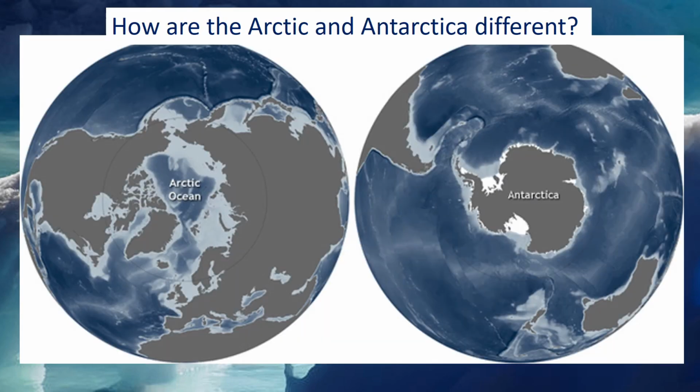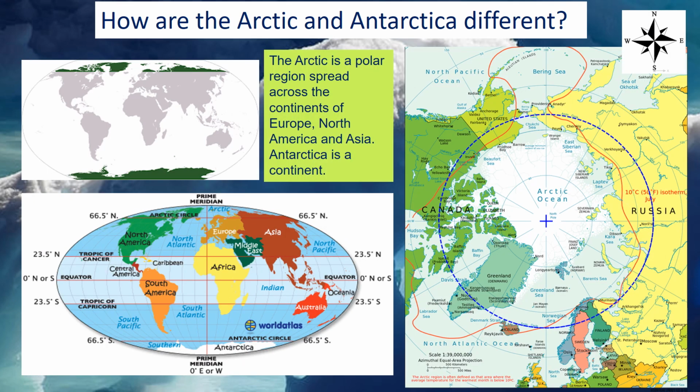So you might already have a good idea about the characteristics of the Arctic, the nature of the Arctic compared to the nature of Antarctica. Just think about what you already know about these places. Okay, so the Arctic is a polar region spread across 3 continents. It's a region compared to Antarctica, which is a continent in itself. The Arctic is comprised of countries within the 3 continents of Europe, North America, and Asia.